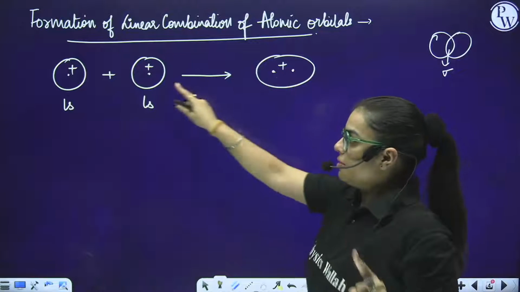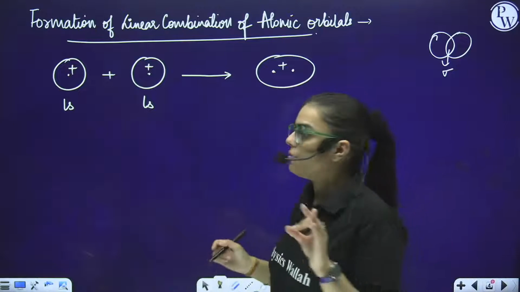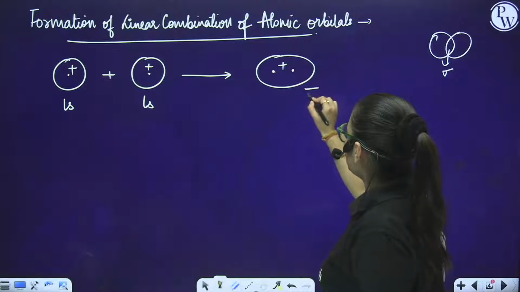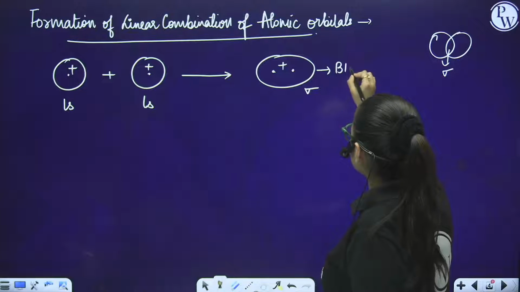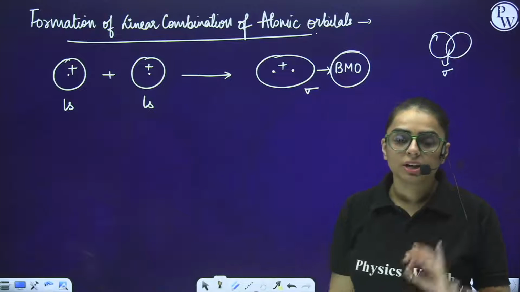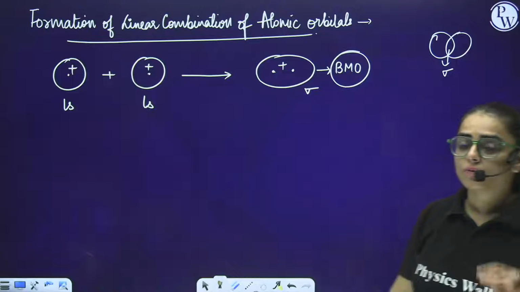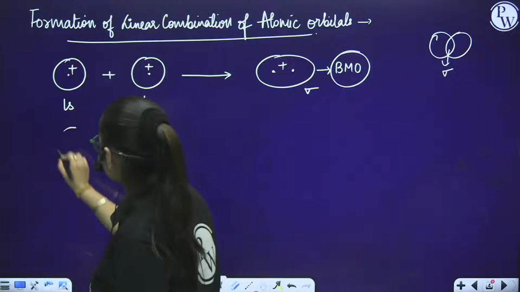Over here, when a positive and a positive both combine with each other, it is a constructive one. And in a constructive one, you are going to obtain sigma bond. And this basically is your bonding molecular orbital. In the case of constructive, we always obtain bonding molecular orbital. In the case of destructive, we always obtain anti-bonding molecular orbital. Let's take a case of destructive one now.